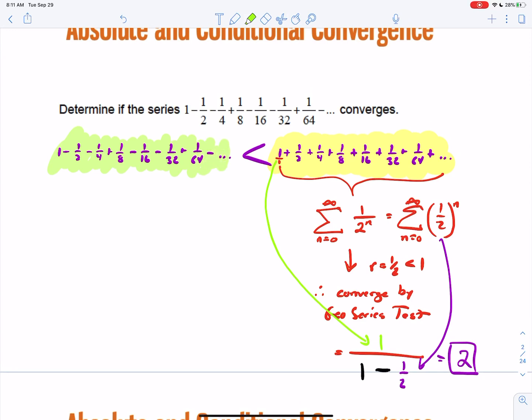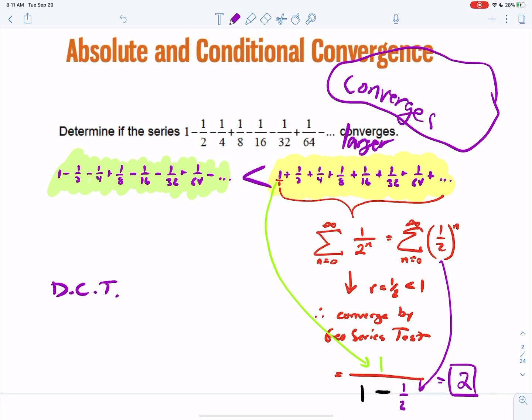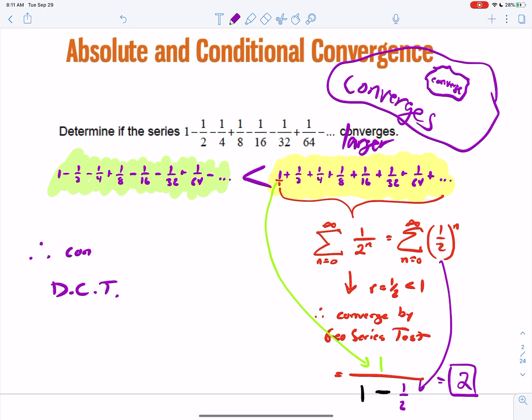Okay. So what you should be doing is you could use the direct comparison test. Since the larger series converged, right? Since the larger one converged, then the smaller one definitely has to converge as well. All right? So therefore, that one converges by direct comparison test as well.